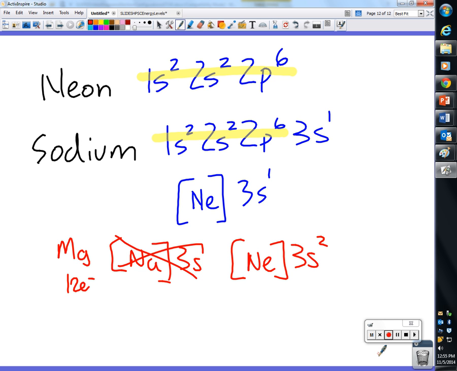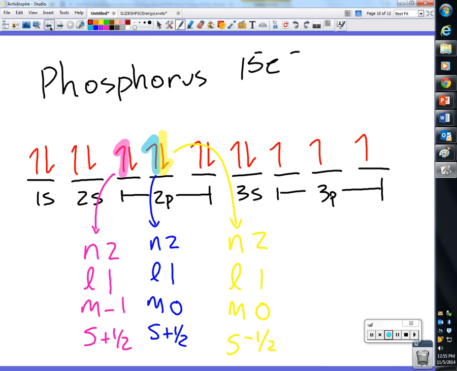Going back to your question from before about the 3 electrons in the p level. Here's phosphorus. Here is our orbital diagram for phosphorus that we drew right at the beginning of the period today. Write me the electron configuration for phosphorus, either the full electron configuration or the noble gas configuration. I don't care. What would the electron configuration for phosphorus look like?